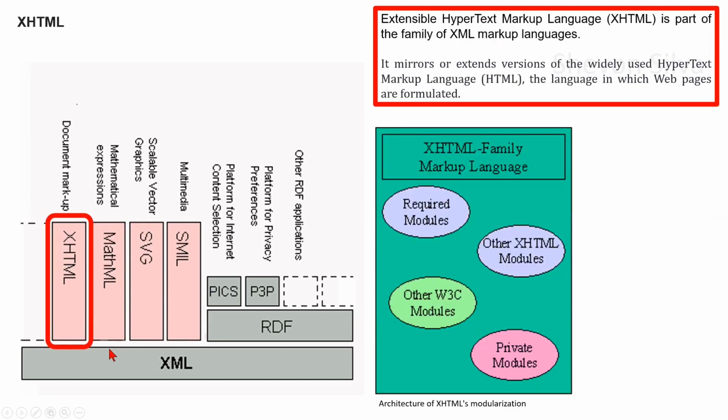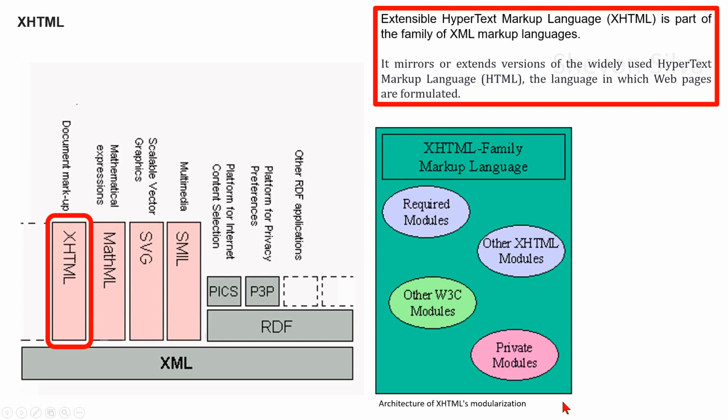Now we are focusing on XHTML, Extensible Hypertext Markup Language. XHTML is a part of the family of XML markup languages. It mirrors or extends versions of the widely used hypertext markup language, HTML, the language in which web pages are formulated. Here you can see the architecture of XHTML's modularization.